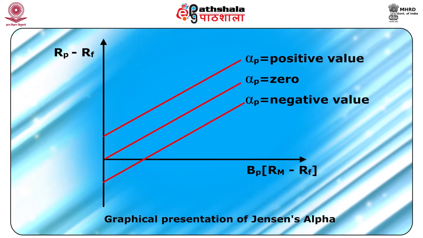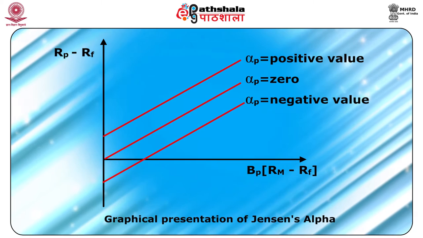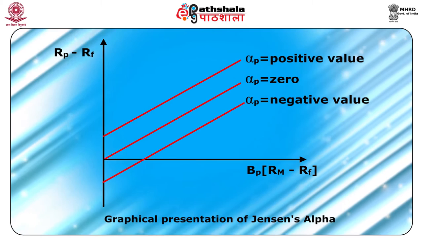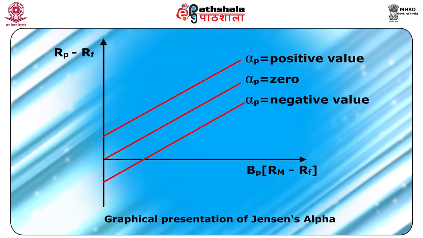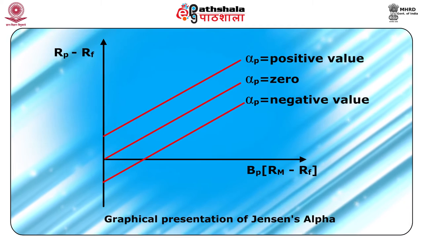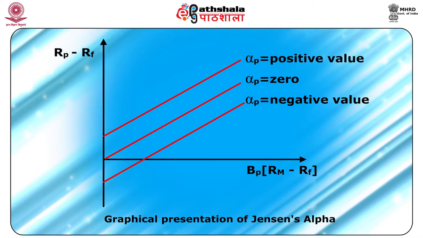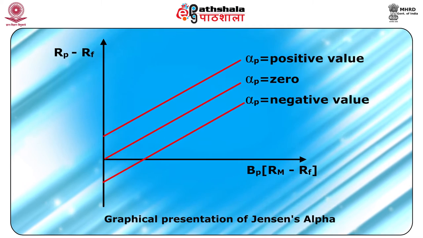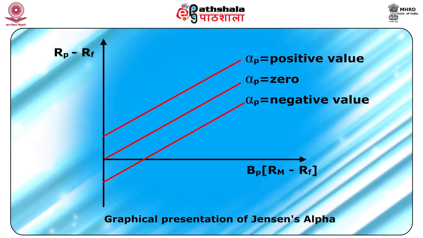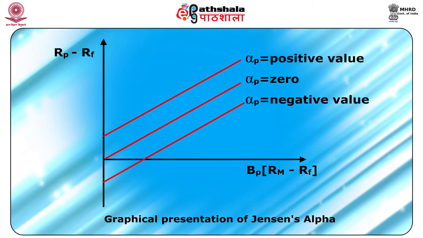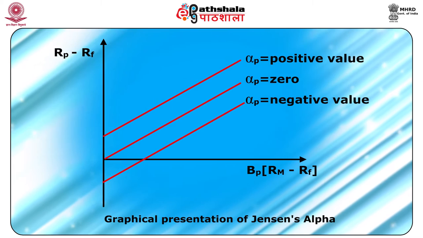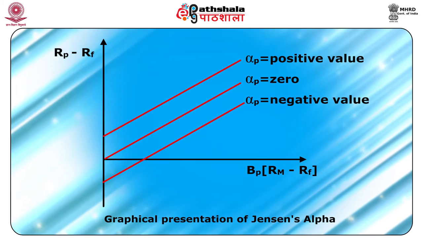This is a graphical presentation of Jensen's alpha. In this figure, the upper line with a positive alpha P value indicates superior management performance. That is, the management has earned superior returns over the market returns. The line with alpha P equal to 0 represents neutral management performance. That is, returns are equivalent to any unmanaged market portfolio or large randomly selected portfolios managed with a naive buy and hold strategy. The line with a negative alpha P value represents poor performance of the management. This could be because the returns were not sufficient to offset expenses incurred in the selection and managing process.